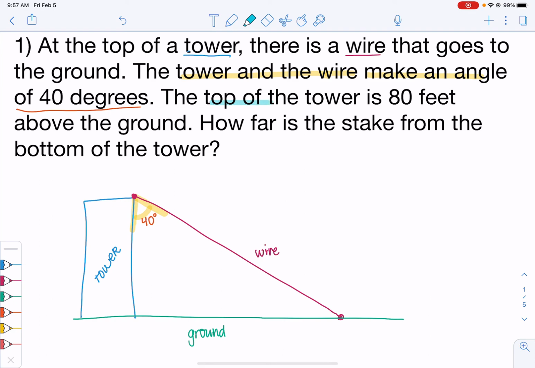The top of the tower is 80 feet above the ground. So here it tells us it's 80 feet above the ground. That tells us that this distance is 80 feet. When it says stake, it's talking about the point where the wire hits the ground.